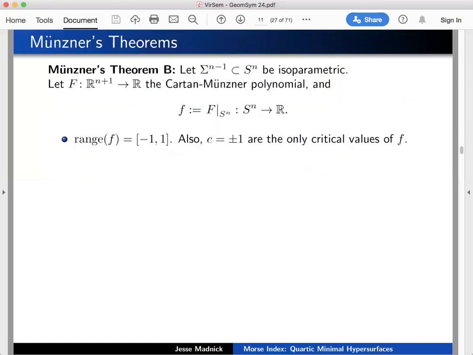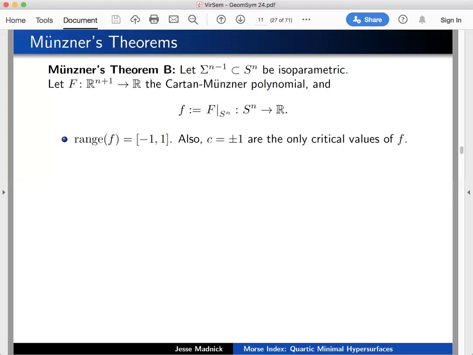Okay, so the miracles continue. So capital F, that polynomial that cuts out our isoparametric hypersurface, that's nowadays called the Cartan-Munzner polynomial. Okay, so let's study it a bit more closely. Let's let little f denote its restriction to the n sphere.